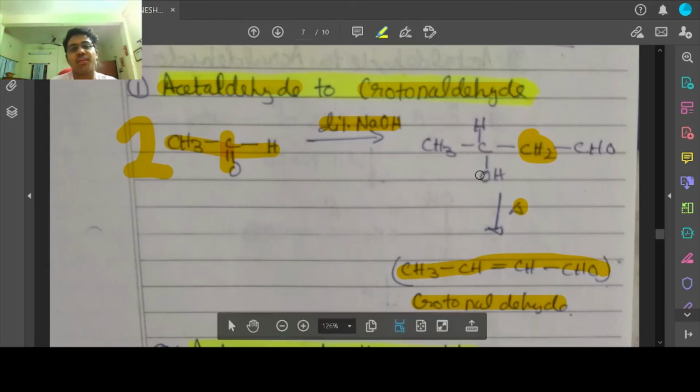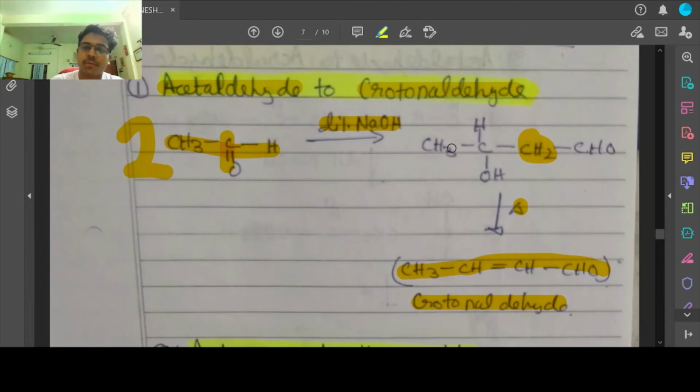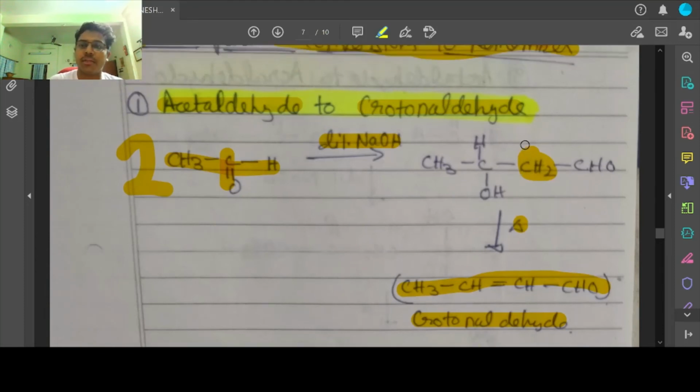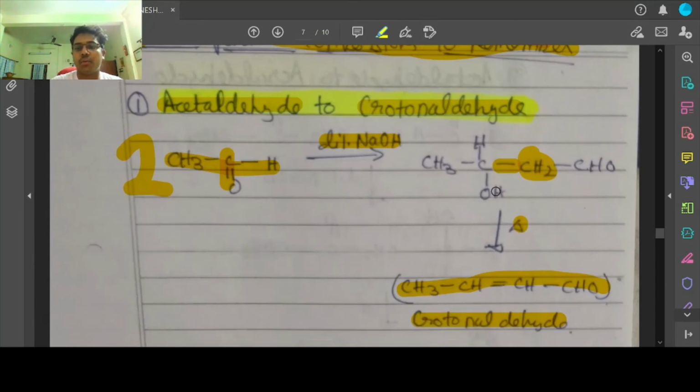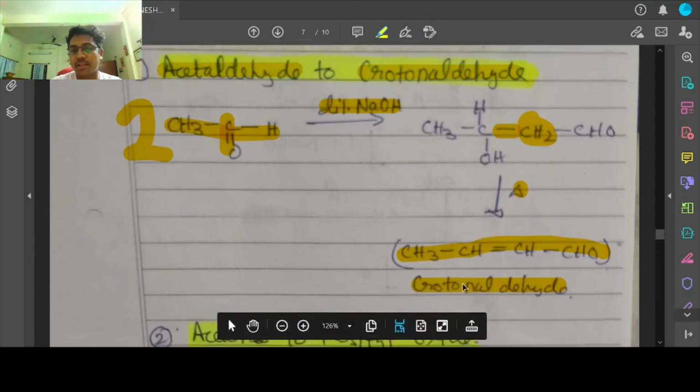So acetaldehyde undergoes aldol condensation under dilute NaOH. After aldol condensation, this product is formed. We have already discussed the mechanism of dehydration in the theory video, the long video, not in the one shots. So H is removed from here and OH is removed from here, and a double bond replaces it. There was a single bond, and now it is a double bond here. This compound is known as protonaldehyde.